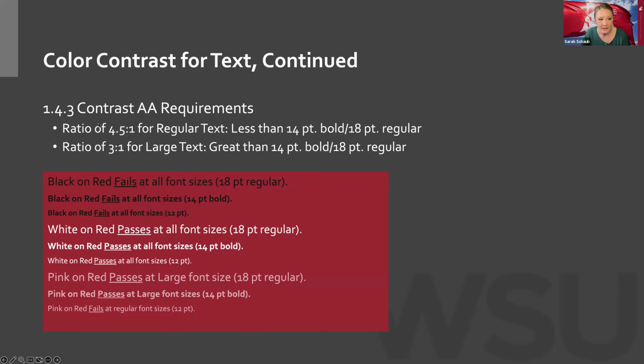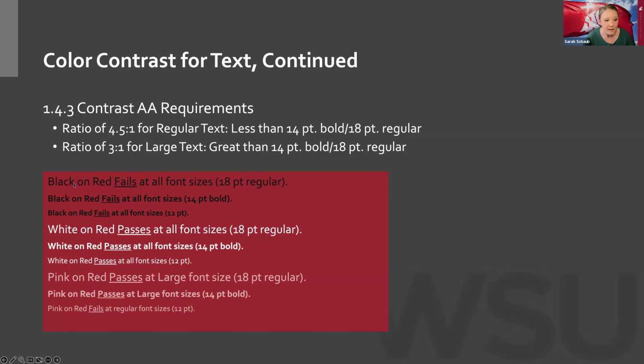And the ratio for that is 4.5 to 1 for regular text if it's less than 14-point font bold, or if it's 18-point font regular. And I've provided examples of what that looks like in this text box here, and I'll go over that in a second. And then a ratio of 3 to 1 for large text that's greater than 14-point font bold or 18-point font regular. So I've got some examples here.